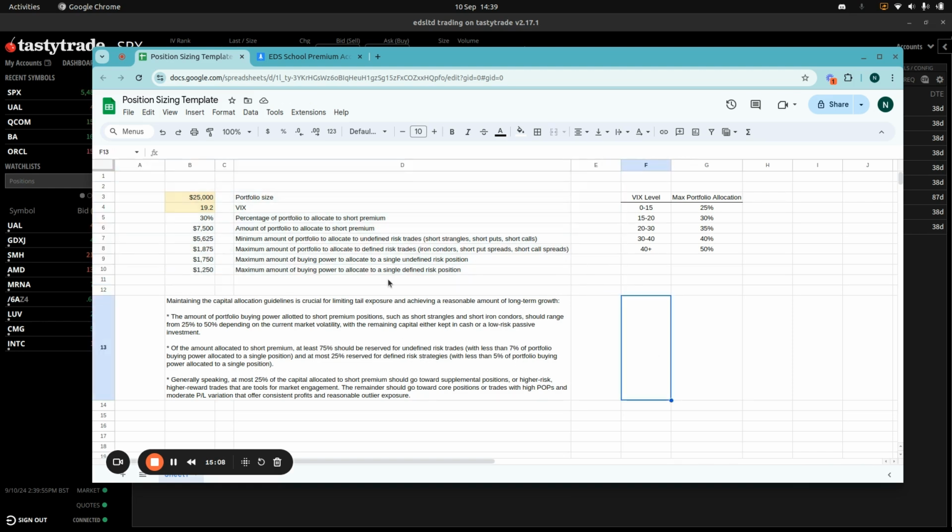It will tell you how much buying power you need to allocate to each defined risk position, undefined risk position, and how much of your portfolio you should allocate to short premium in total as well. And there is an explanation here.